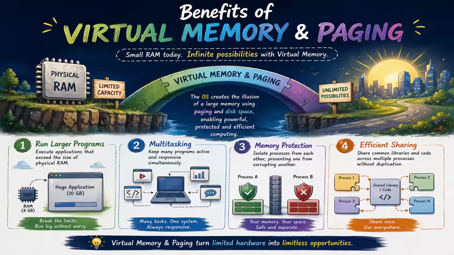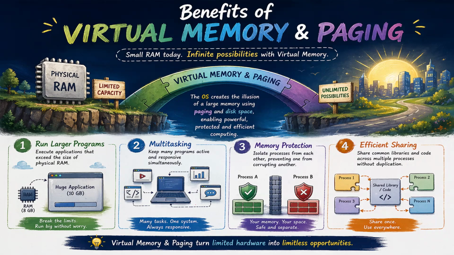Then third is the critical safety feature, something called memory protection. As we know, each process is isolated in its own address space. What exactly does it mean? One program cannot accidentally overwrite another's memory. The errors remain contained. The system stability is improved. So if one application crashes, it does not bring down the entire system.